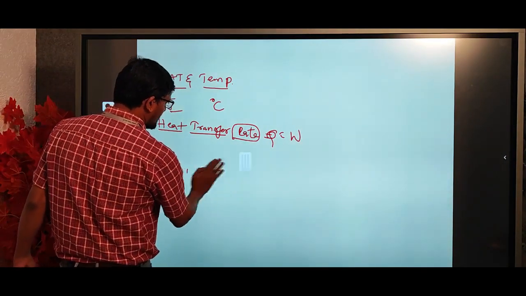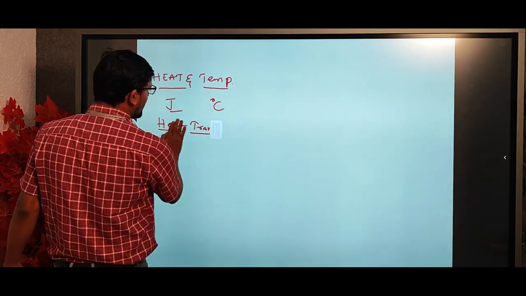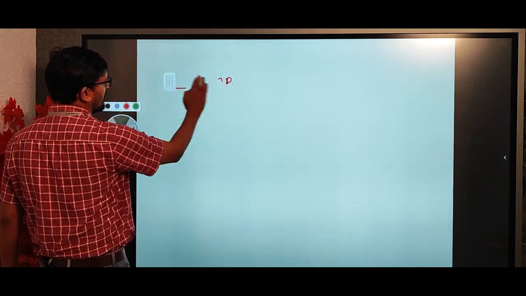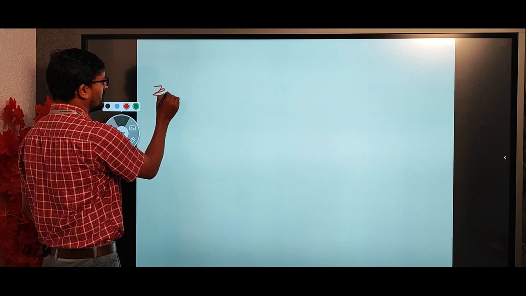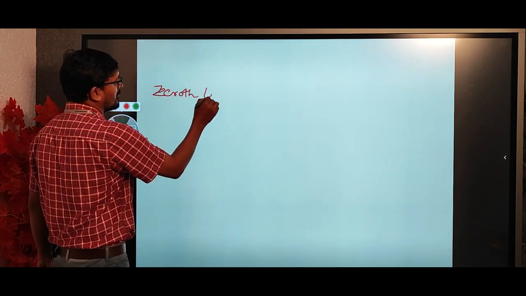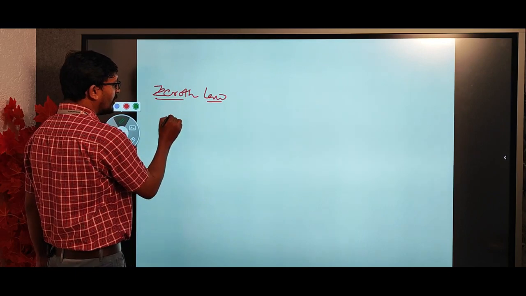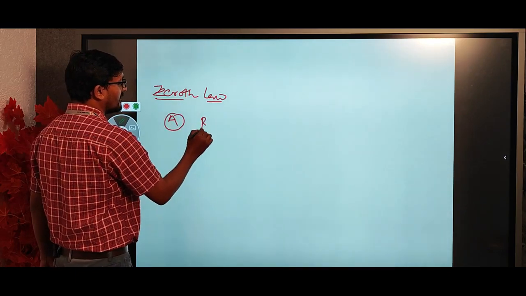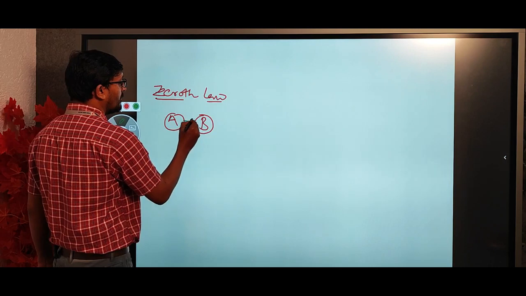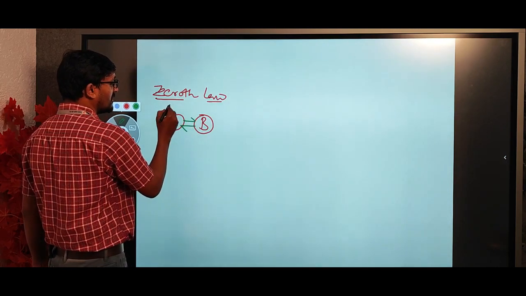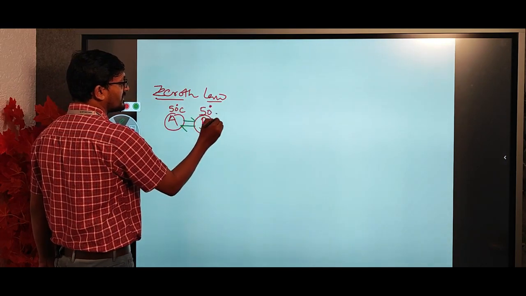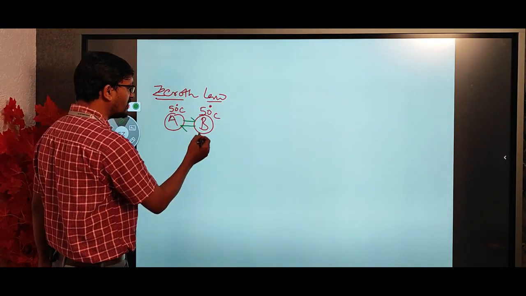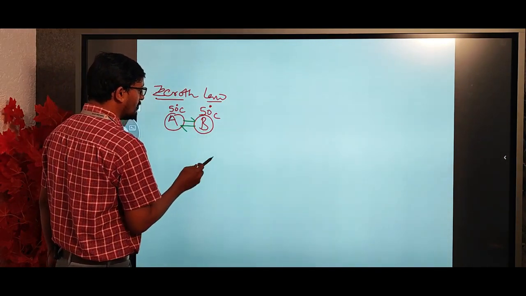This heat transfer takes place based on the second law of thermodynamics. Already we know the zeroth law, first law and second law of thermodynamics. Zeroth law means if body A is in thermal equilibrium with body B, thermal equilibrium means body A is having 50 degrees Celsius temperature, body B is also having 50 degrees Celsius temperature. Now this body B is also in thermal equilibrium with body C.